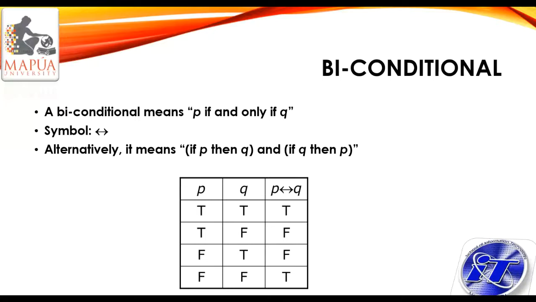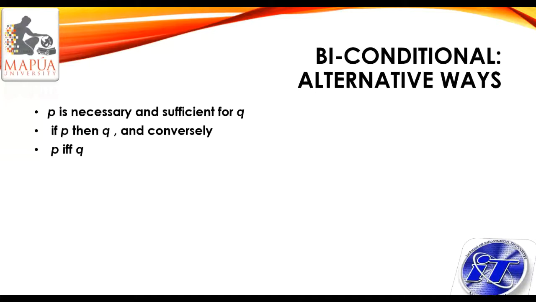Now these are some of the alternative ways of writing and reading our biconditional statement. So P is necessary and sufficient for Q; if P then Q, and conversely; P if and only if Q. Those are the biconditional alternative ways.